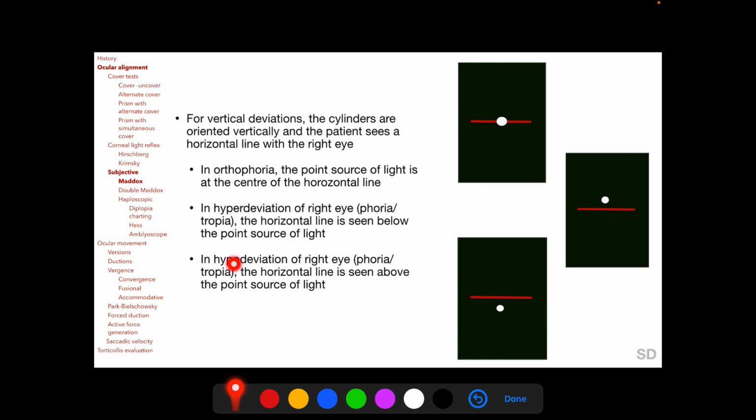And in hypodeviation of the right eye, which can be a hypophoria or a hypotropia, the horizontal line is seen above the point source of light. So we note here that in vertical deviations there is a crossing over of the image, with the higher eye seeing the lower image and the lower eye seeing the higher image.